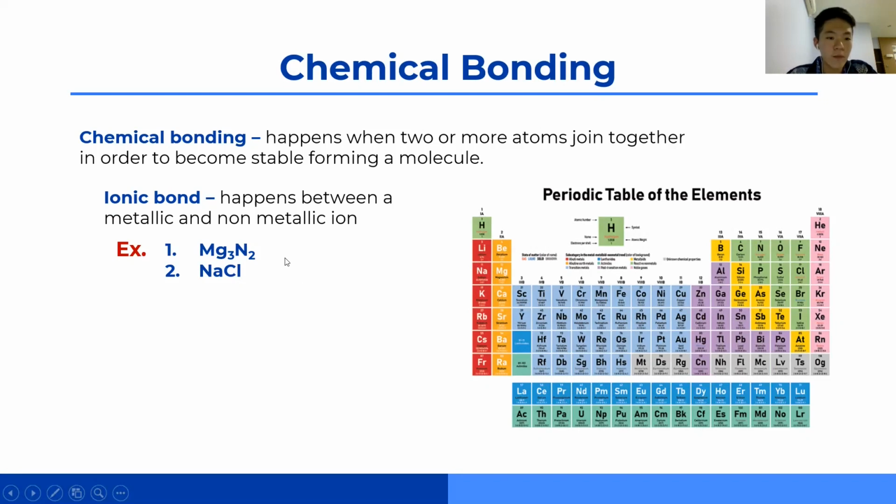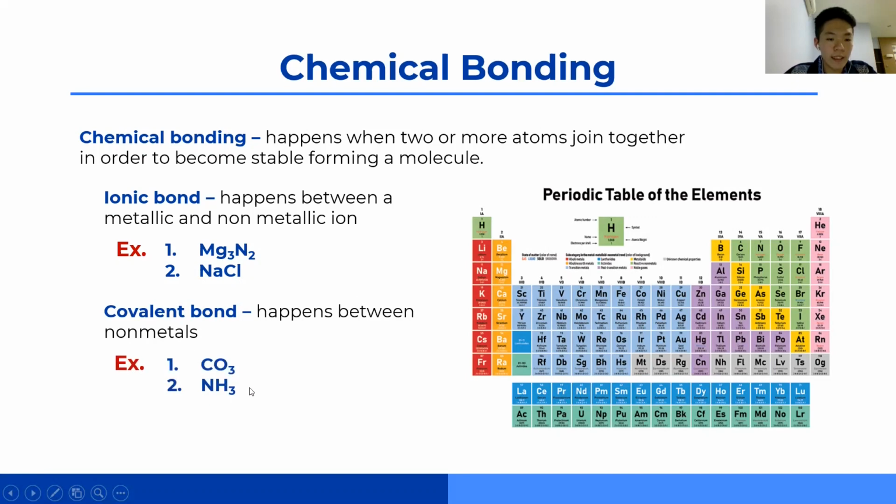For the second type of bond, we have covalent bond. A covalent bond happens between non-metals. So the examples are carbonate and ammonia. So for carbonate, both carbon and oxygen are non-metals, and for ammonia, nitrogen and hydrogen are both non-metals.